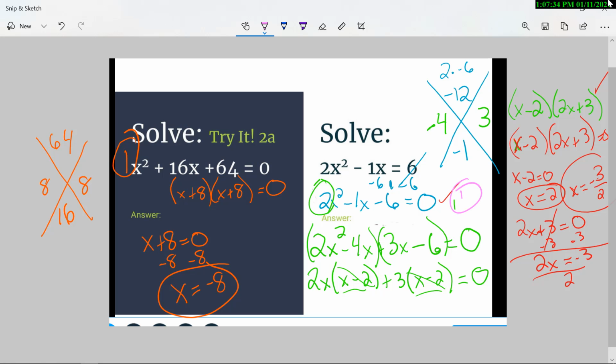Step 1, set it equal to 0. Step 2, factor. Step 3, set them equal to 0. And then step 4, solve them up. I think we can do this.